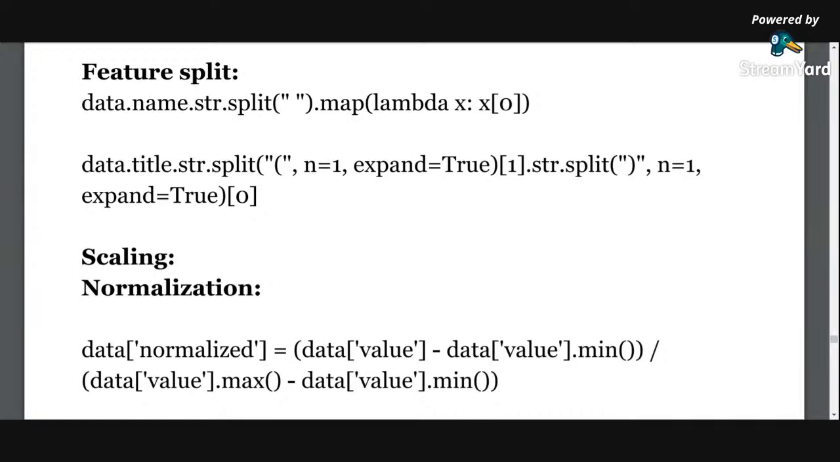And then when n is 1, we say just split once based on this. And then expand equals true means we need it in two separate columns. And then for this, again, we do dot str dot split of the closing bracket. Again, we say n equals 1 because we only want to search for this closing bracket once, and then we expand it and then get the 0th value. So it's basically the first value.